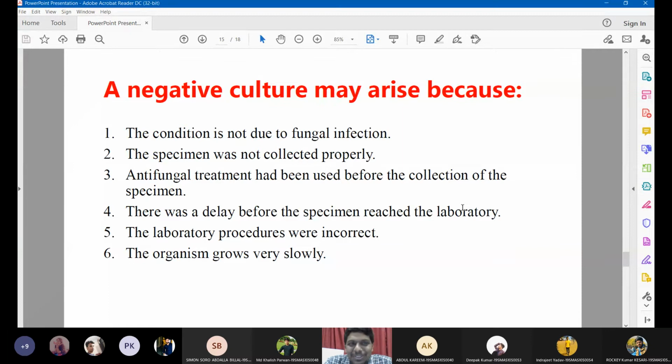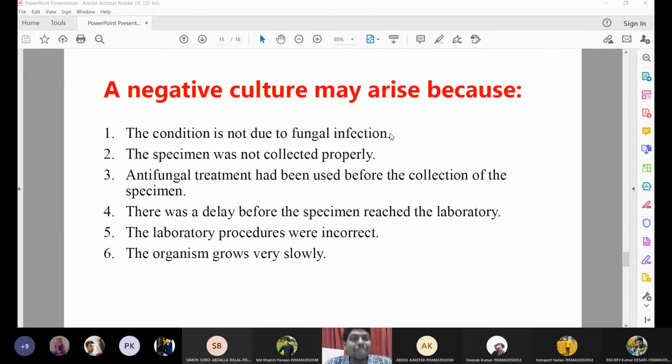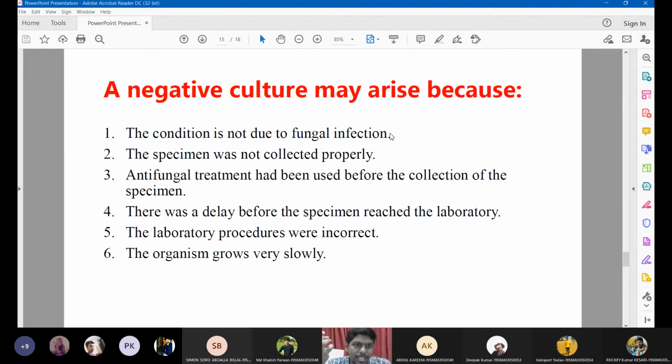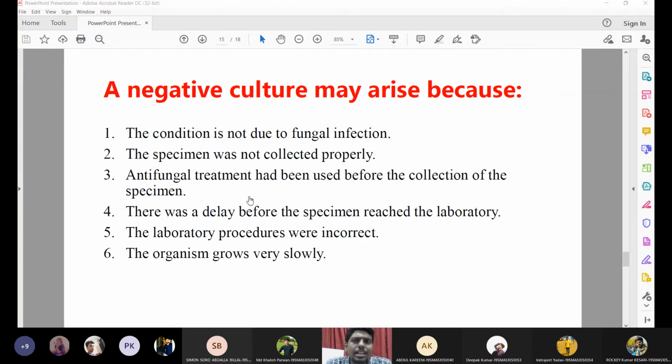Okay. So what are the conditions where we will get negative cultures? The first one is that the condition is not due to fungal infection. So maybe the patient does not have any fungal infection. That is why he didn't get the fungal growth. That might be one reason. And second reason might be the specimen was not collected properly. That is why we didn't get growth. Or the patient may have applied antifungal agents. He may have either taken them orally or applied them topically on the skin. That is why we got a negative result.